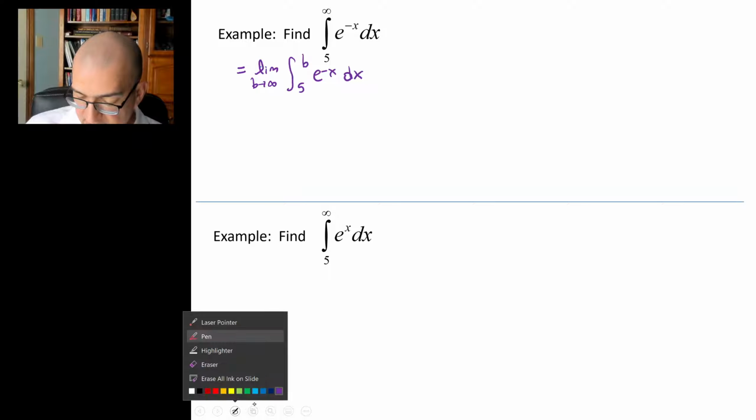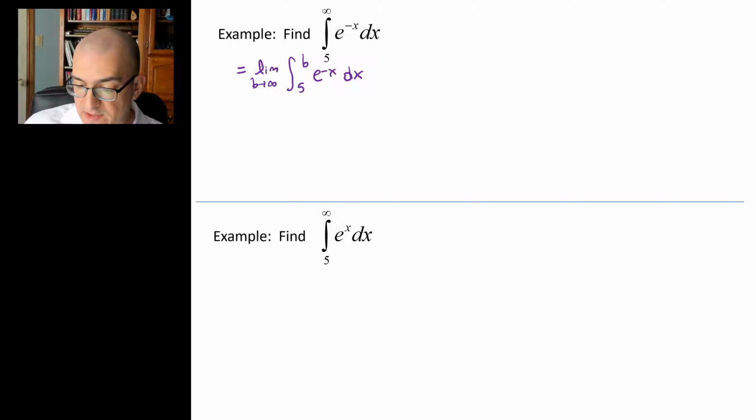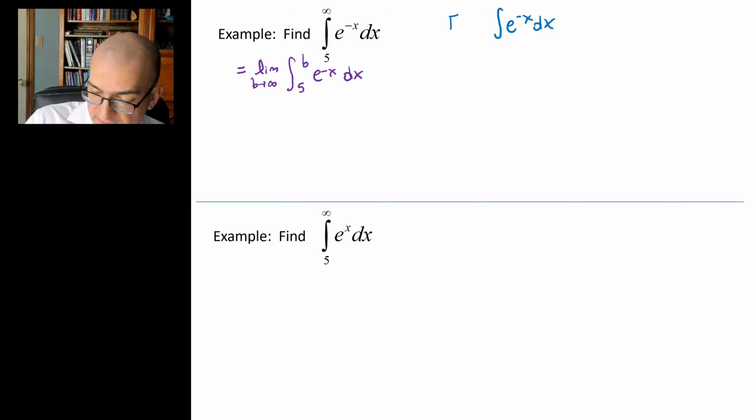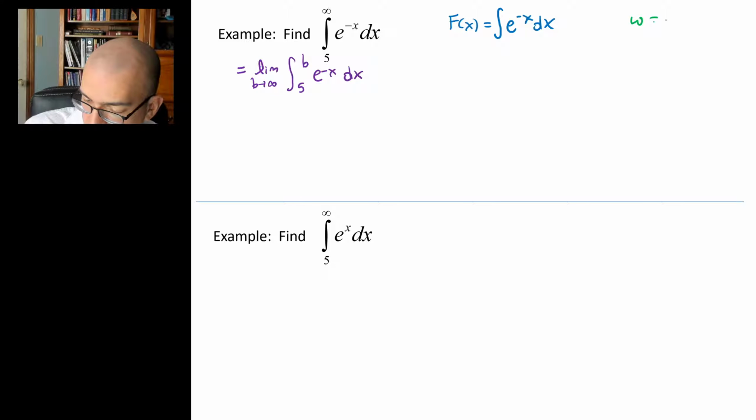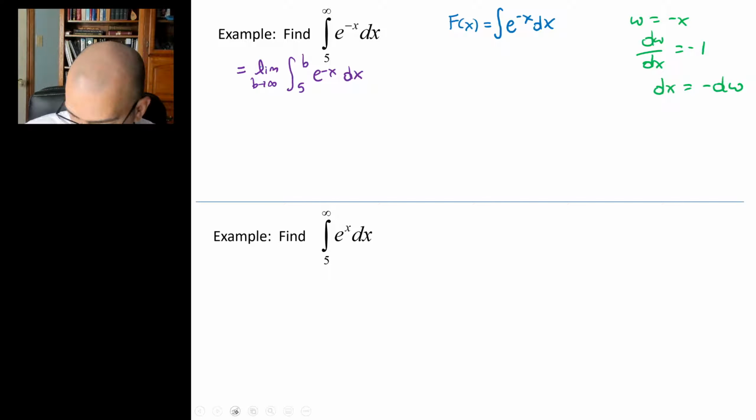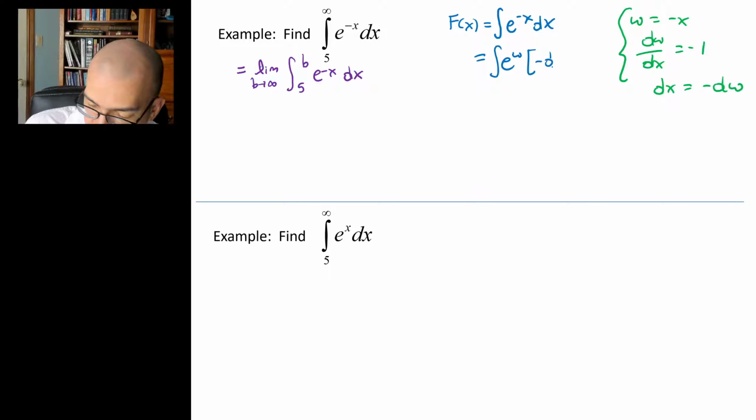Now things are going to get messy unless I solve the antiderivative on its own off to the side. So I'm going to do that. Integral of e to the negative x dx. I'm going to integrate that function. Whatever I get, I'll call it capital F. Now to integrate this, we use substitution. I'll let w equal negative x. dw by dx is then negative 1, and that means dx is negative dw. So we substitute that in, and we get integral of e to the w, negative dw.